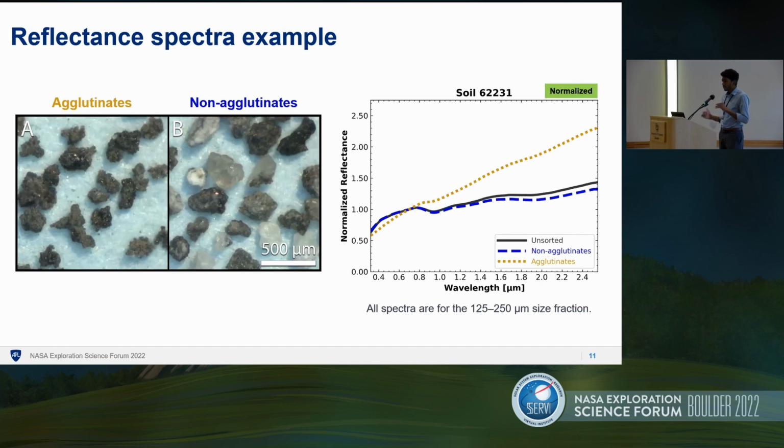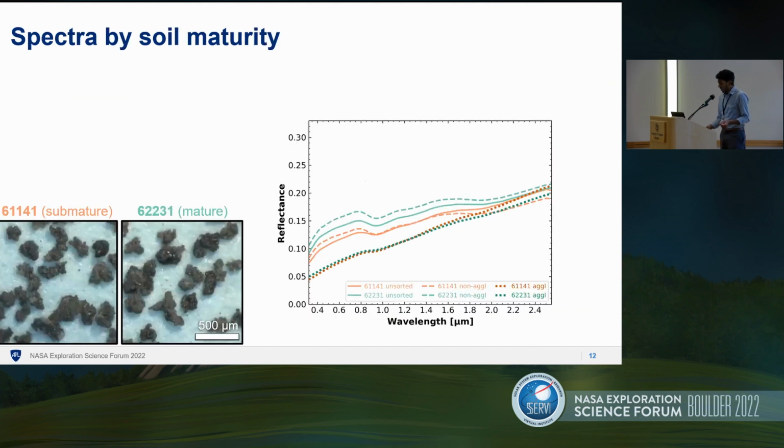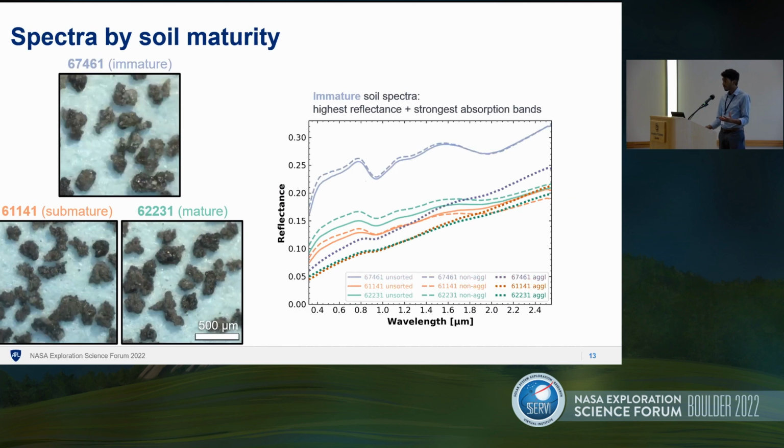All right, so now that we've oriented ourselves with the kinds of spectra we'll be looking at, let's see how these spectra vary for soils of different maturities. Here we're showing spectra for the submature and mature soil samples. And as before, the agglutinates are shown by the dotted lines. And I'd like to contrast these spectra with the spectra for the immature soil shown in blue. We see that the immature soil spectra have higher reflectance and have stronger absorption bands.